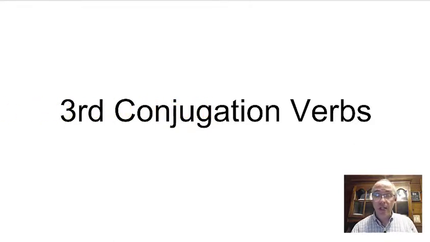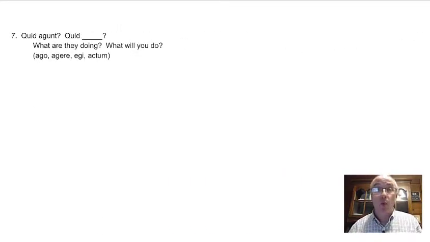I want to go over the third conjugation verbs worksheet. And in the worksheet, it's all one, but I want to take them one at a time. For example, let's look at the first one here, number 7. Quid agunt? That's what are they doing. Agunt is the present tense. What will you do? That's the future tense, obviously in English. So how are you going to get the future tense?